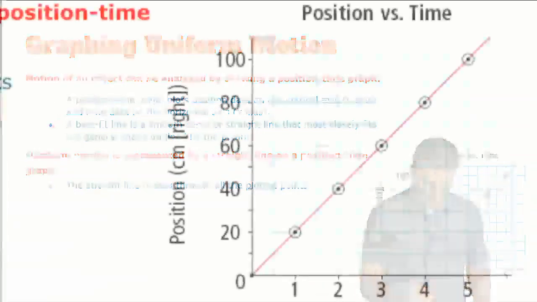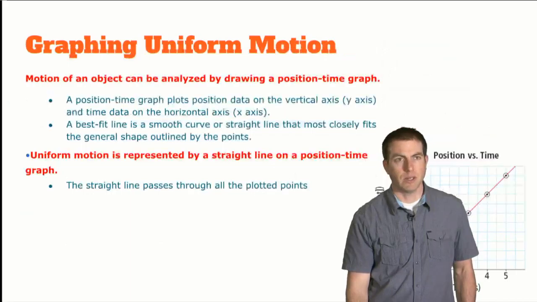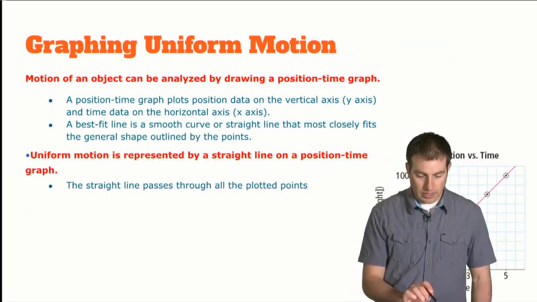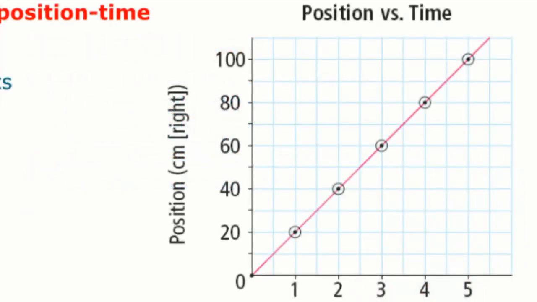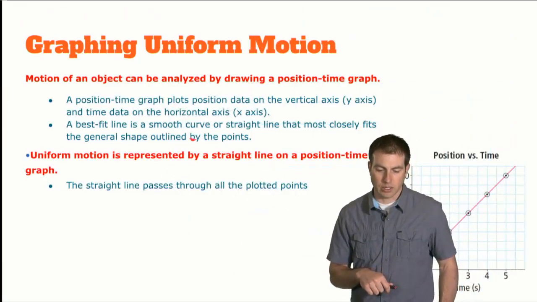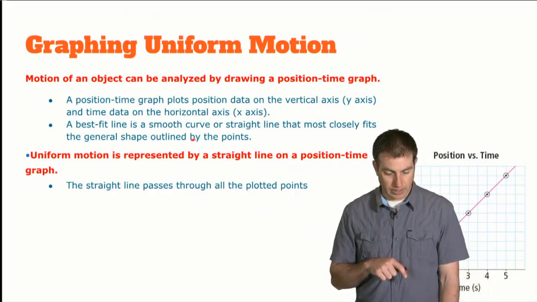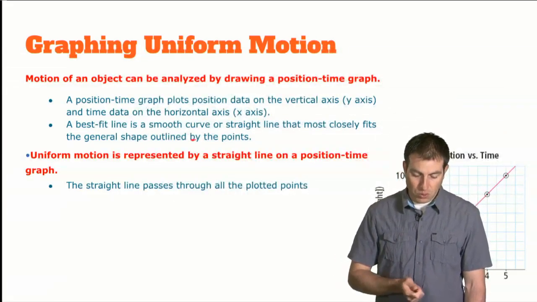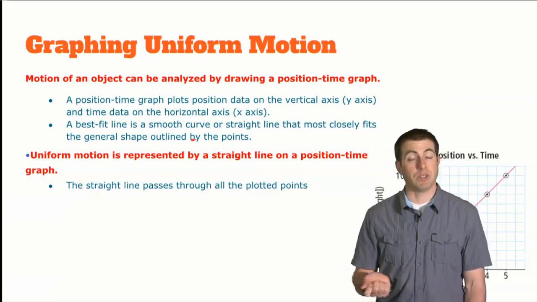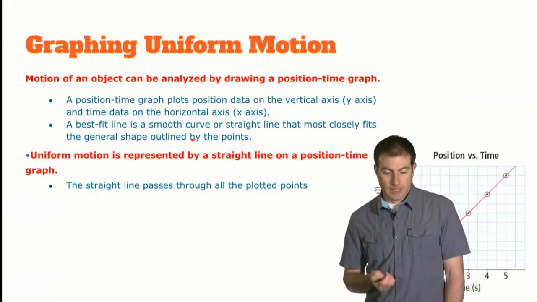This best fit line is really important, and it's not actually shown here. And I'm going to have to show you what I mean by best fit line. So remind me to do that when we jump to the learning guide later. I'll draw some diagrams for you and show you what a best fit line is. Uniform motion is represented by a straight line on a position time graph. So if we have a straight line, that means we have uniform motion.